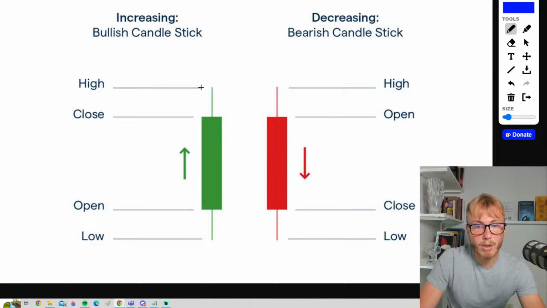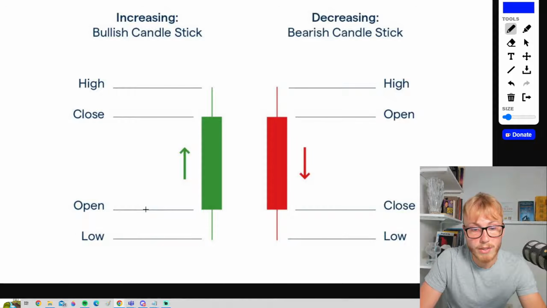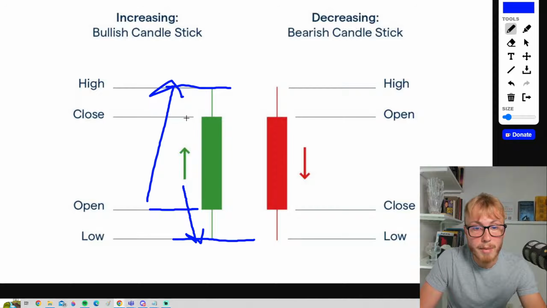But as you can see, we also have lines that go both above and below the candlestick. These thin lines represent the lowest point and the highest point during the session. So for this green candle, it opened here, but during the session, the price went down to a lowest point all the way down here, and the price went up to a highest point all the way up here before the candle closed at this point.